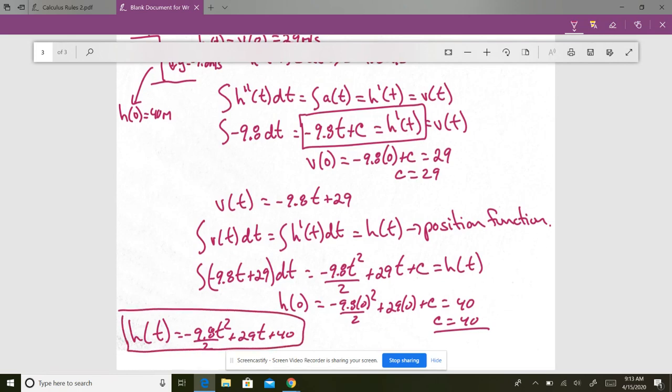And if you know physics people, that is essentially 1/2 a t squared plus v naught t plus your initial height, which is your physics formula I'm sure you've seen before. And that's where it comes from.